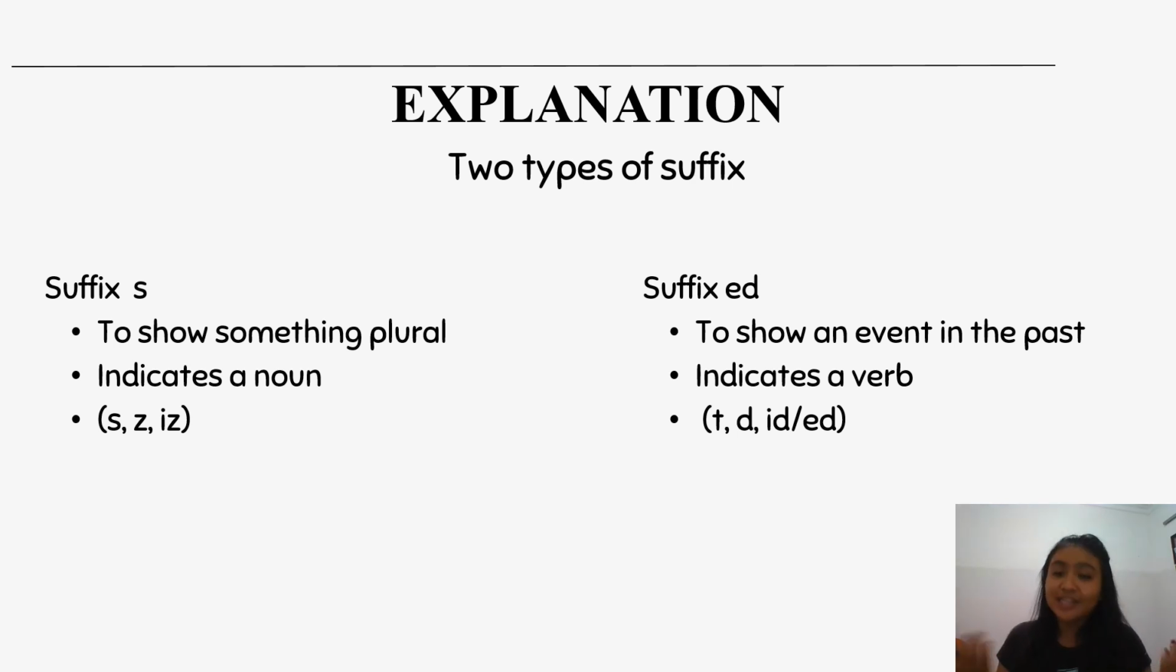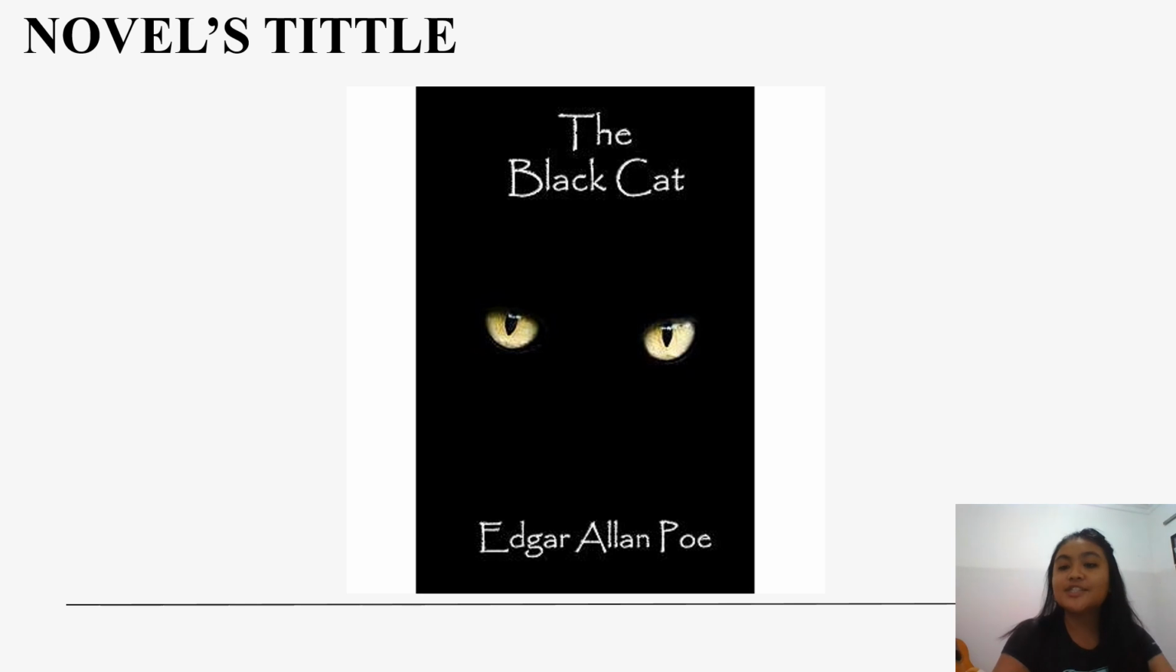Okay, to make it clear, let's jump into the further explanation so that we'll never question about it again. To find a sentence that ends with suffix s and suffix ed, I'll take a sentence from the novel called The Black Cat by Edgar Allan Poe. I'll take this cover from the internet because I'm using the PDF version. I don't have the physical book itself because I don't really like reading, so I prefer to use the online one. It's also easy to access.